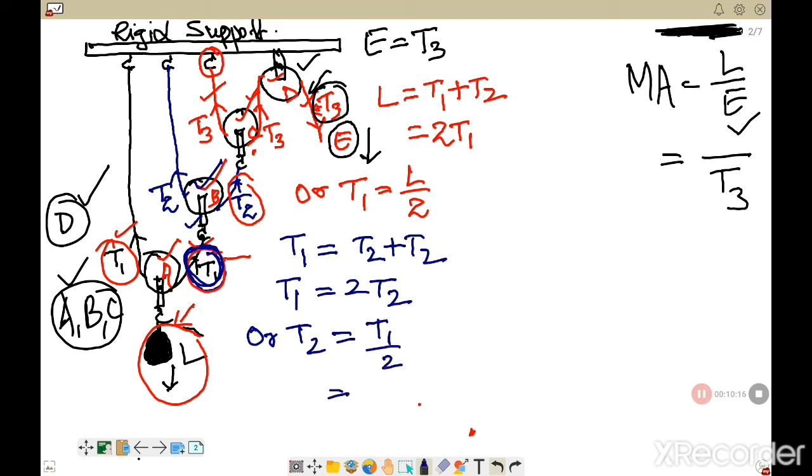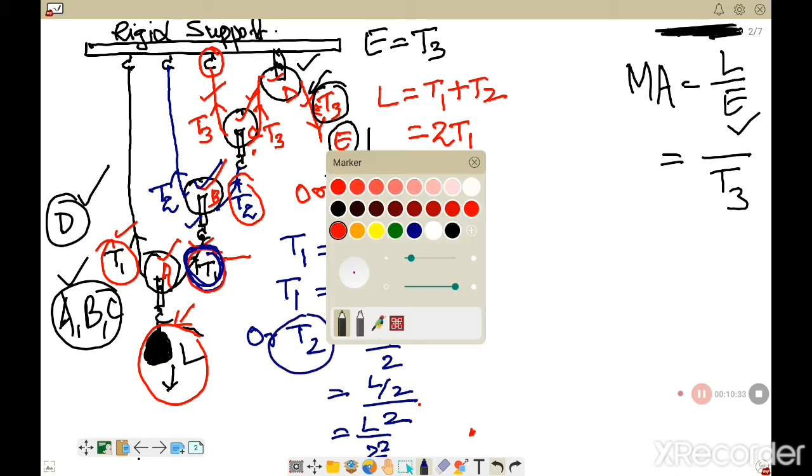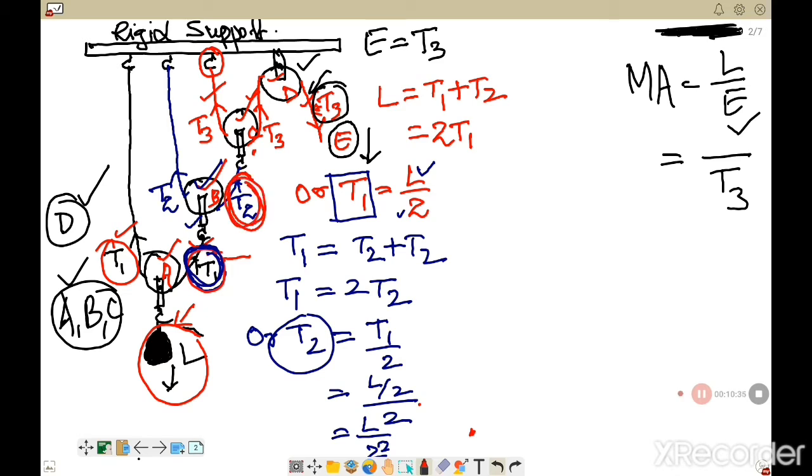But from this equation I know the value of T1. T1 is L by 2, so when I replace that I'll get T2 equals L by 2 squared, isn't it? L by 2 squared, and that is T2. Now if I go and see this T2, this T2 is balanced by pulley C, and pulley C is in effect balanced by the tensional forces, that is T3 and T3 here.